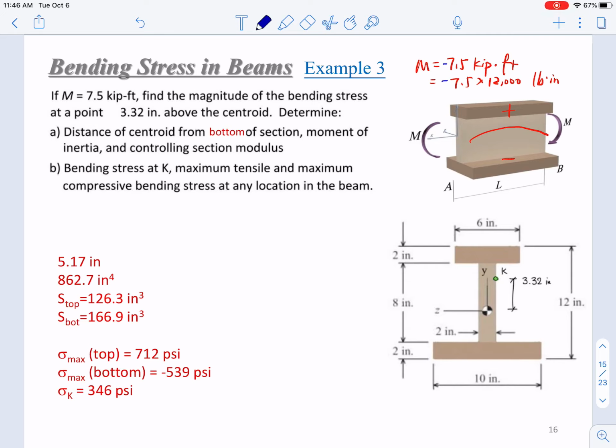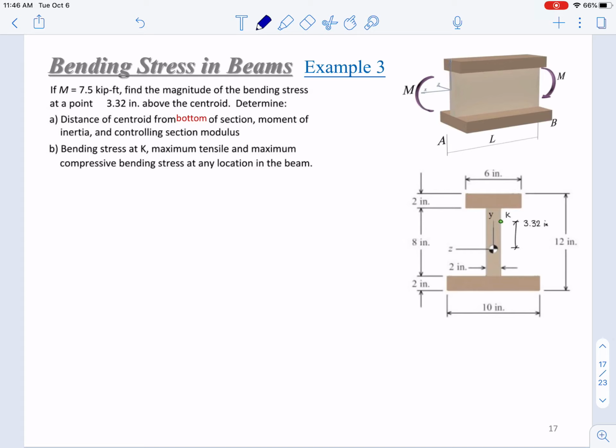In step A, we will calculate the distance of the centroid from the bottom, that is, calculate the y bar, and the moment of inertia, calculate the I, and the controlling section modulus. We will do an exercise using these two equations and two tables to find y bar and I in the beginning.